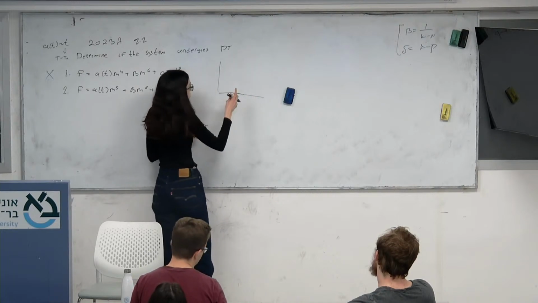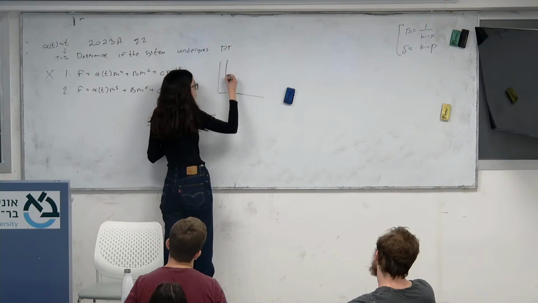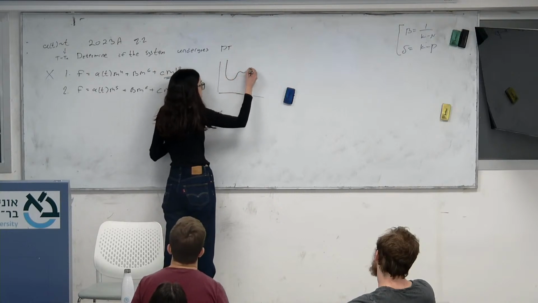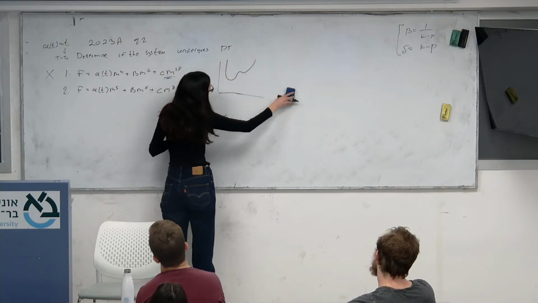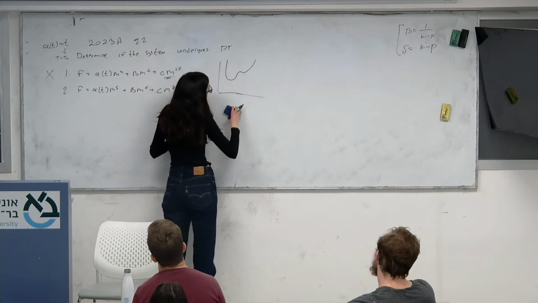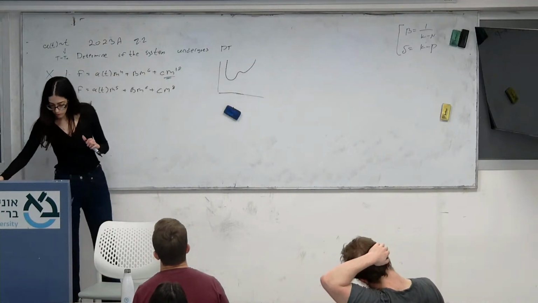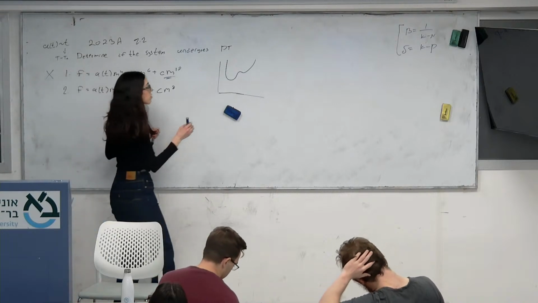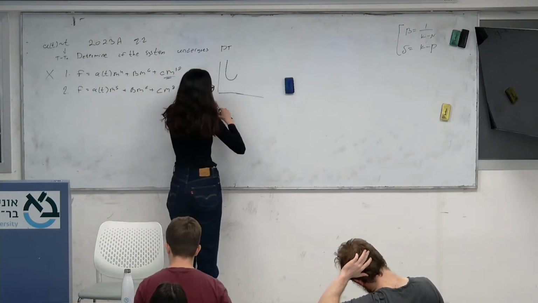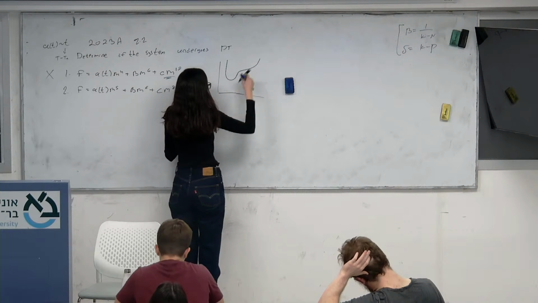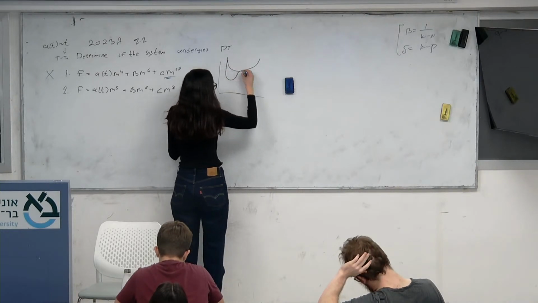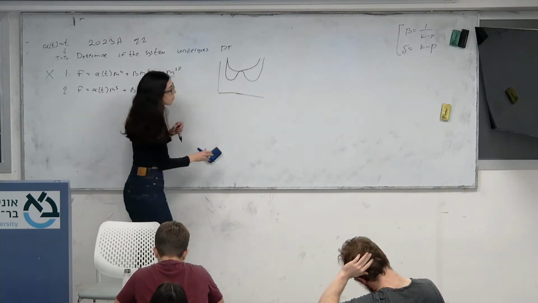So if I go below the critical temperature, maybe something like that. I don't know how to draw it very well, but something like that. Anyway, more or less.